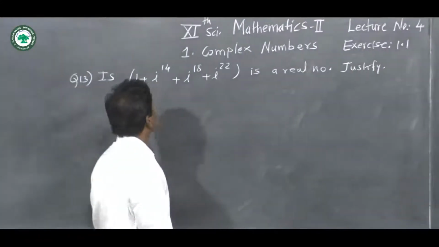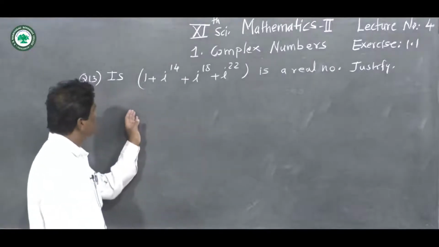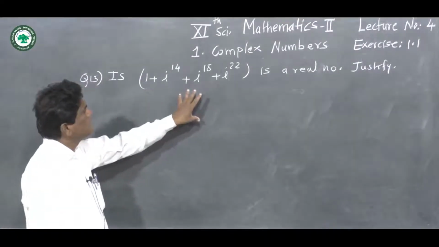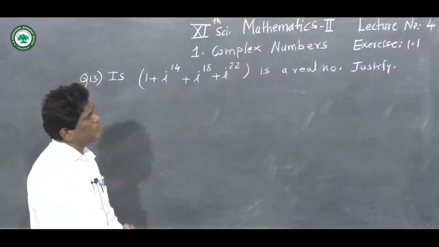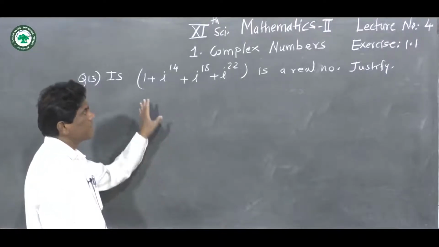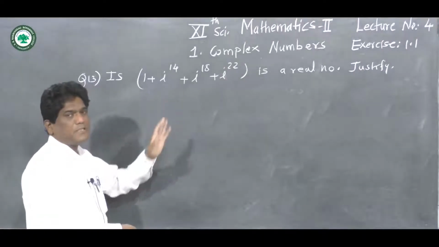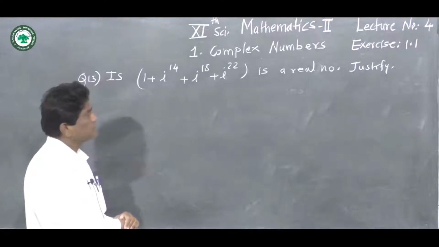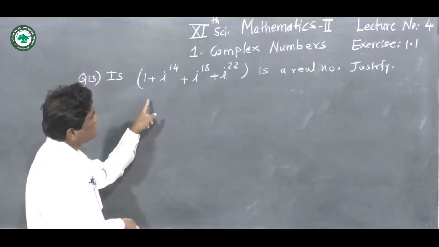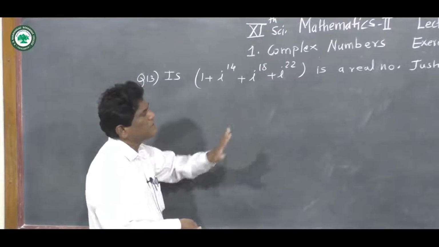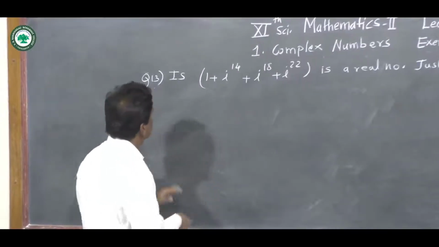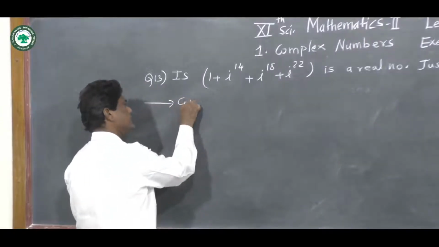Now see here, we have to justify whether this given problem is a real number or not. When it is a real number, the term of I is not present here. So in the answer, if there is an I, then it is not a real number. So we solve this.